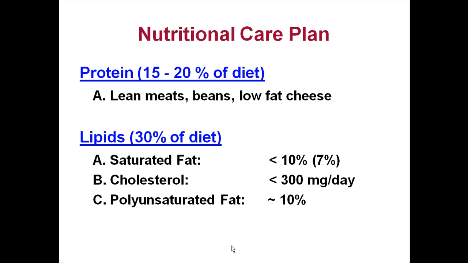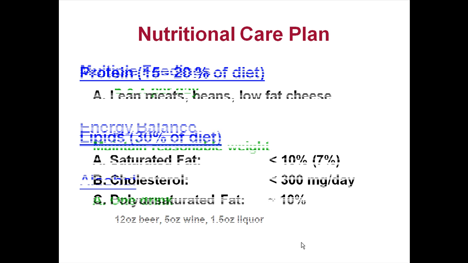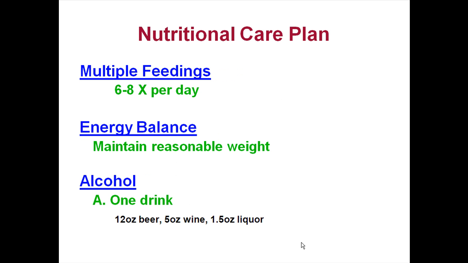Protein, 15 to 20% of your diet, is very important to keep your protein levels up, because your immune system has kind of been affected. Lipids are right around 30%, but low saturated fat and low cholesterol. So keep your lipids low, because you don't want to get obese, and you don't want a lot of saturated fat because of its risk for heart disease, and cholesterol also. So keep those low.